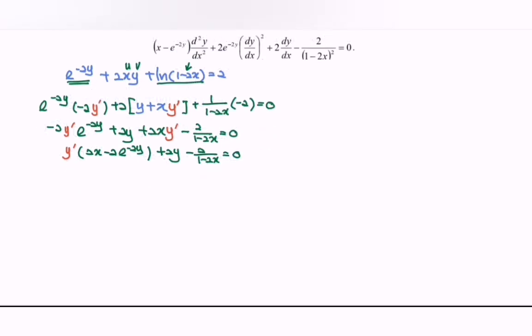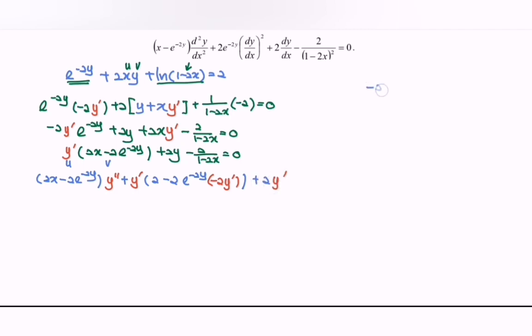Next, find the second derivative. Let's say we have u and v. So we have 2x - 2e^(-2y). Differentiate the u and we have y''. Plus we have y', and then bracket, differentiate the 2x and we have 2, minus 2, differentiate the exponent e^(-2y), so we have e^(-2y), focus on the power, and we have -2 y'. And then differentiate the 2y and we have plus 2 y'.